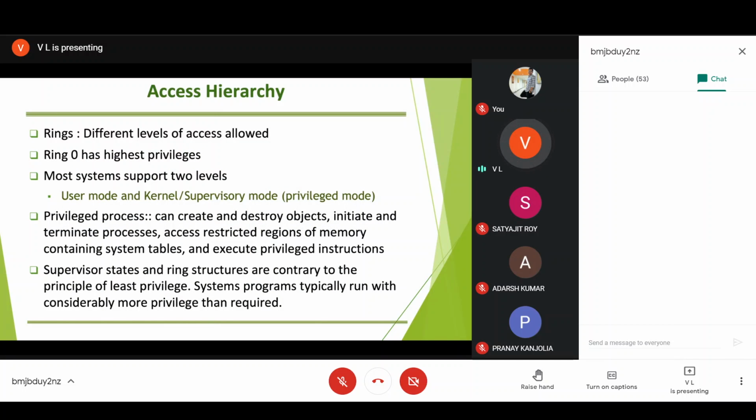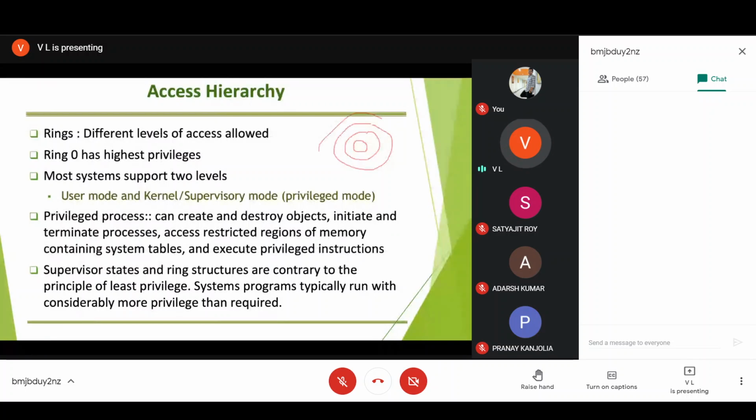Now at higher hardware level, the set of instructions that the hardware provides is divided into different parts, and they are actually represented as rings in case of Intel architecture. Ring 0 has the highest privilege, so we have ring 0, ring 1, ring 2, ring 3.